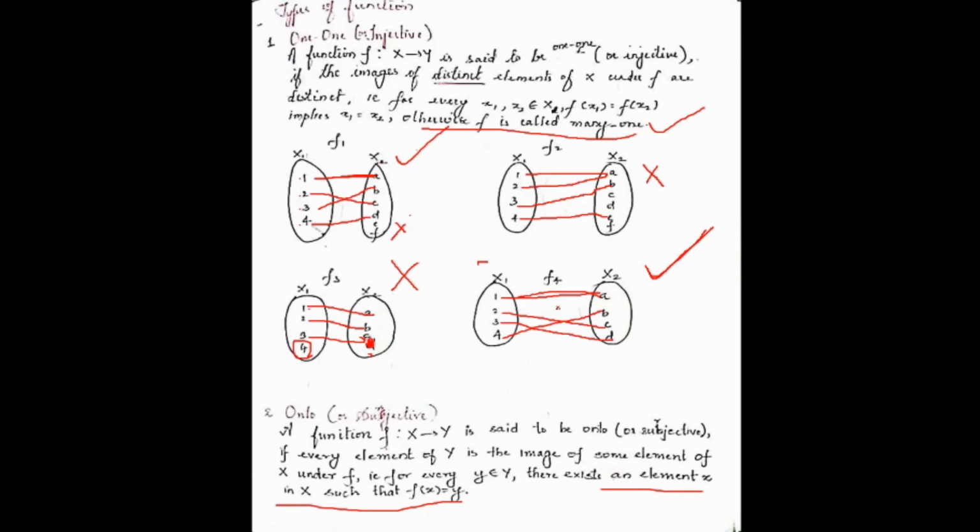When a function is both one-one as well as onto, then that function is called a bijective function. Okay, now let us move on to an example.